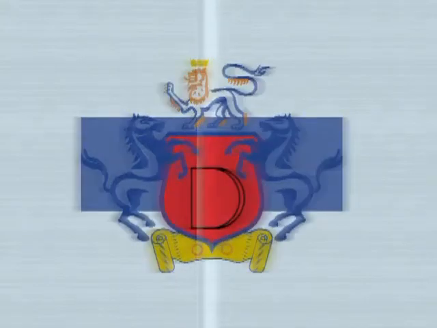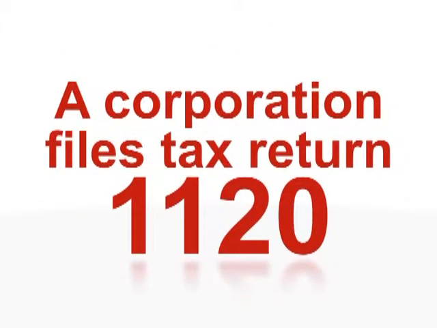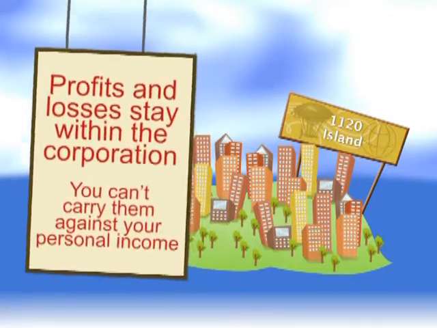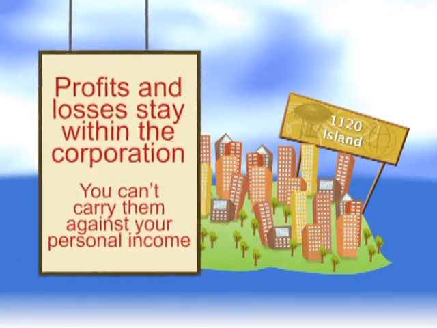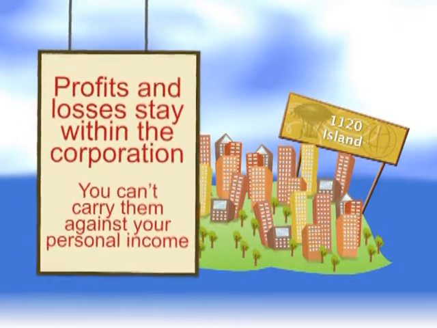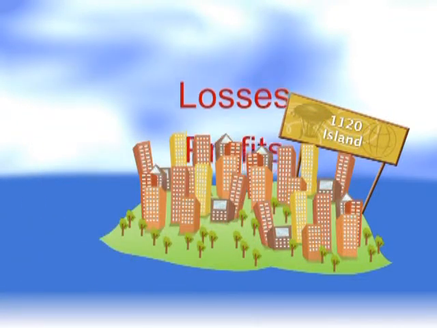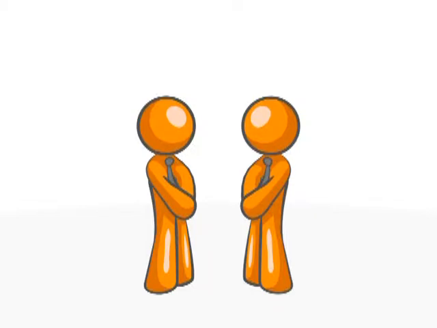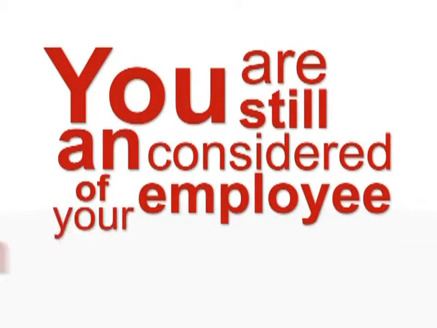If you don't file your Form 2553 to be an S corporation, you'll be considered a C corporation, which leads us nicely into a discussion of C corporations. A corporation files tax return 1120, so we'll call our C corporation island the 1120 island. The profits and losses stay in the corporation. So, if your corporation loses money, you can't carry those losses against your personal income. If you are working in your corporation, you must also run payroll on yourself because you are considered an employee within your corporation.